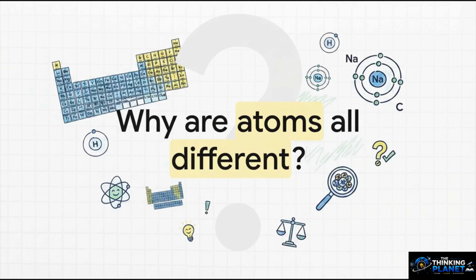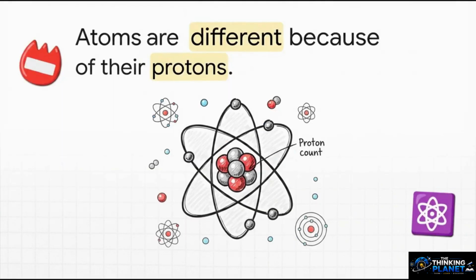What actually gives each atom its own unique personality? Okay, major exam alert here. If you have a notebook, definitely jot this down. Atoms are different from one another strictly due to their number of protons. Let me say that important statement one more time. Write it down. Atoms are different from one another strictly due to their number of protons.